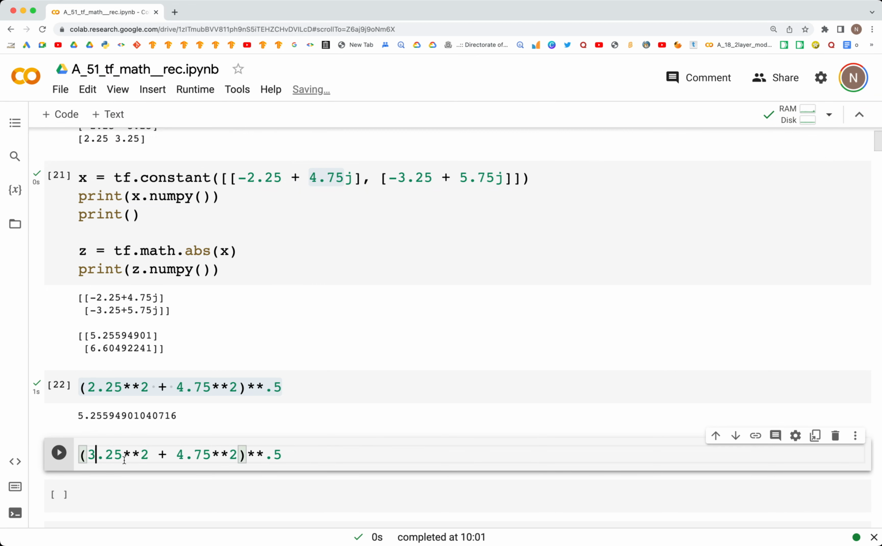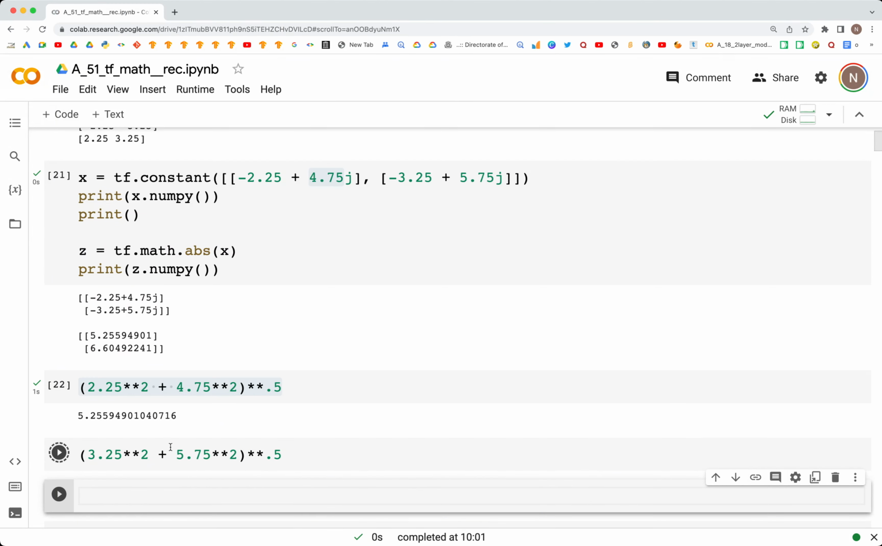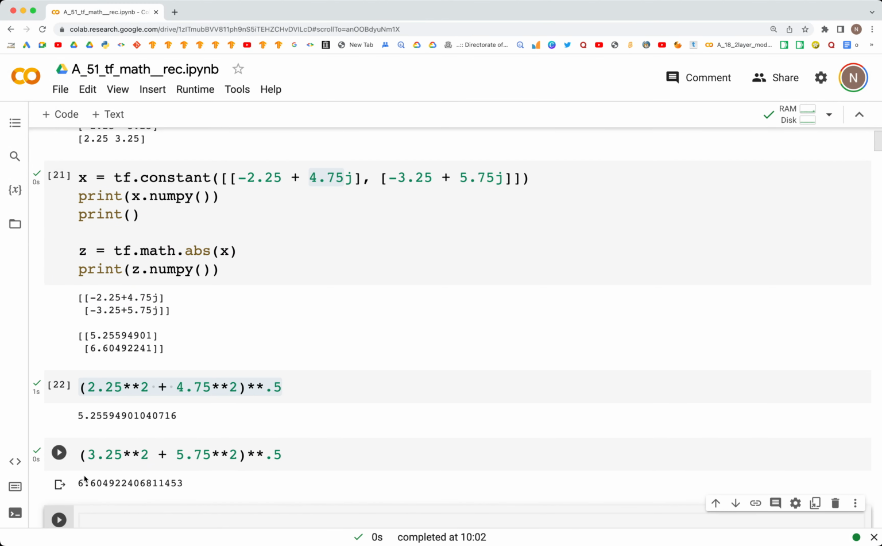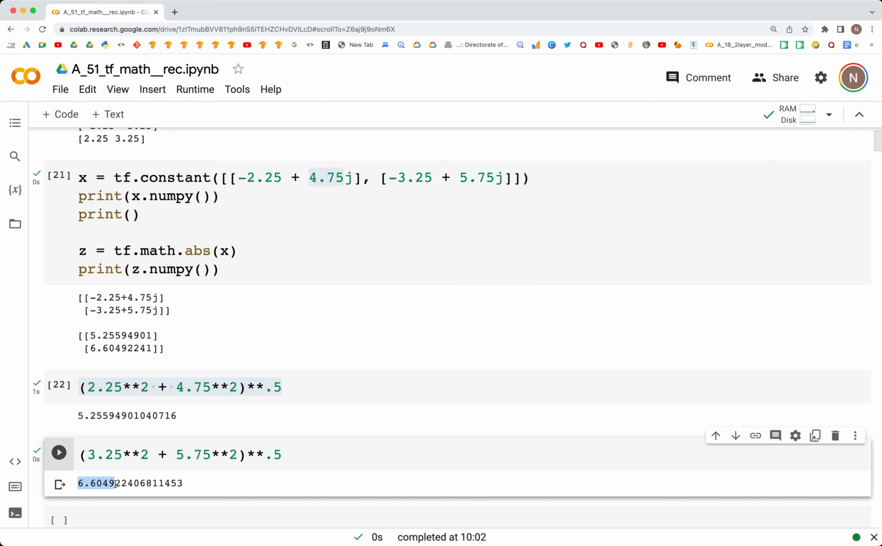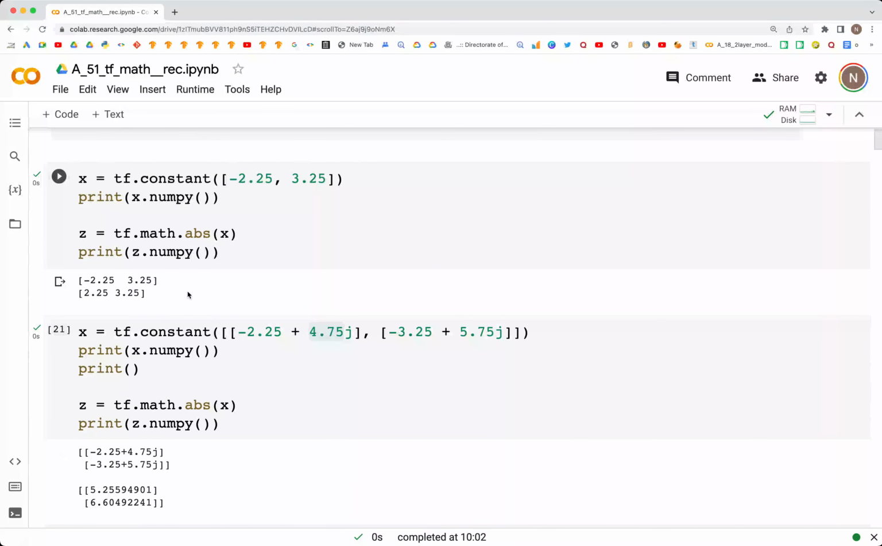Likewise, we can look at the other set of numbers and use 3.25. So we have 3.25 and 5.75. Then we should get 6.604, and that's what we have. So that's how we can get the absolute values using TensorFlow.